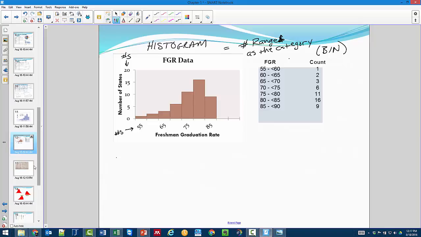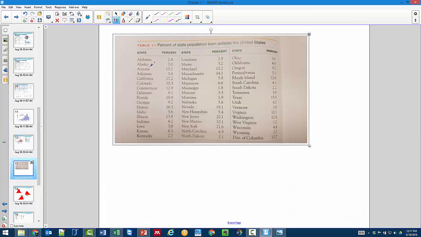All right, if you look in your book at table 1.1, you're going to notice that there's a percent of state population born outside the United States. I want to show you a few tricks for doing this, but then I also want to talk about a couple of measures when we're looking at a histogram.